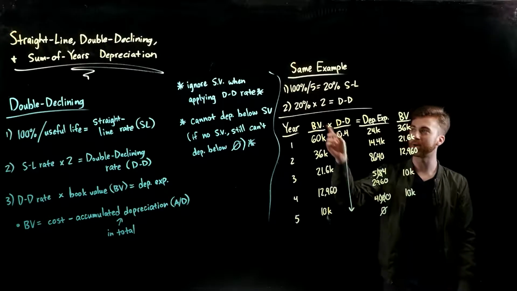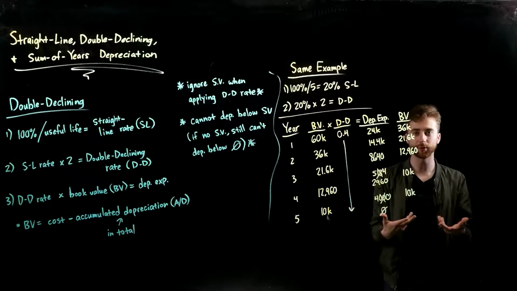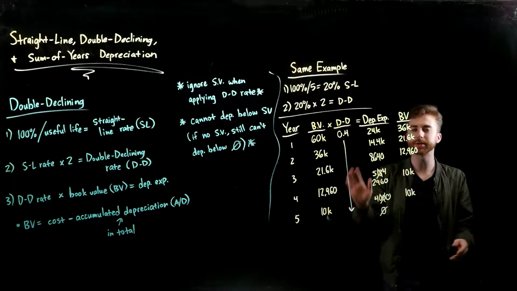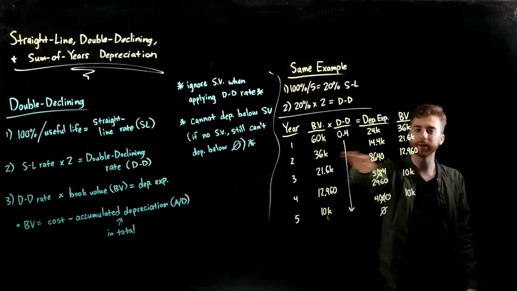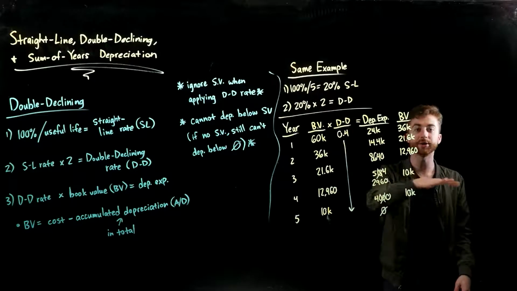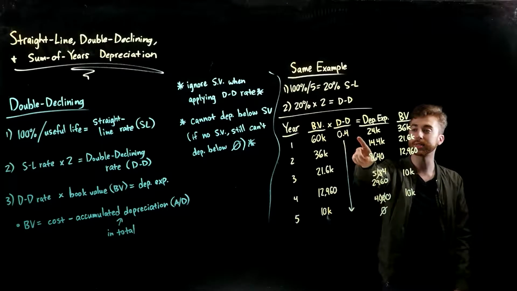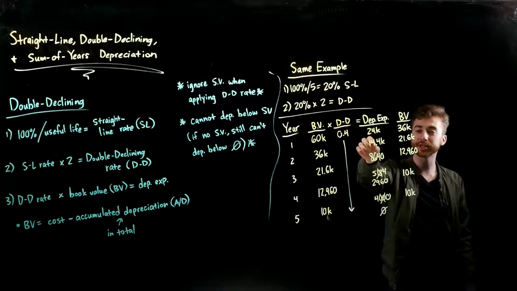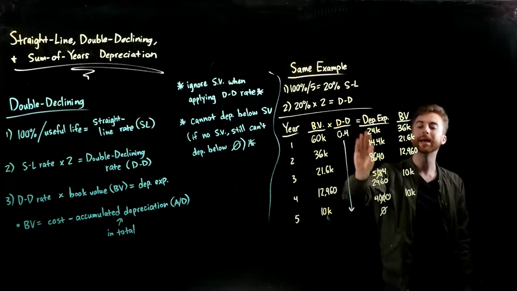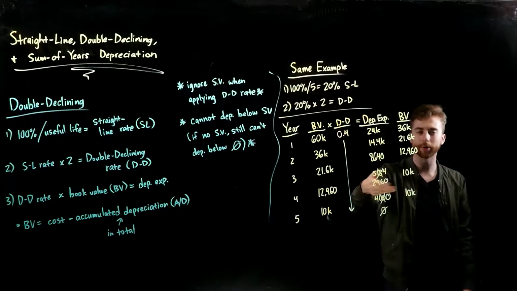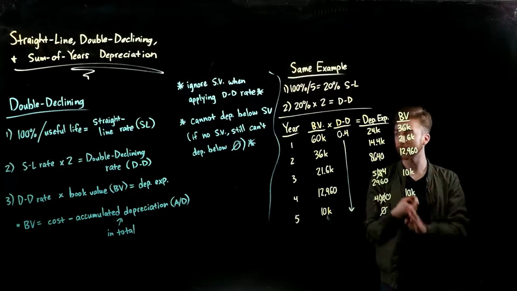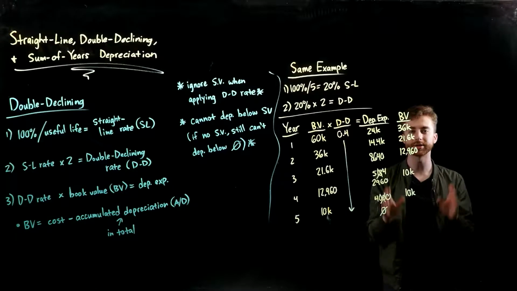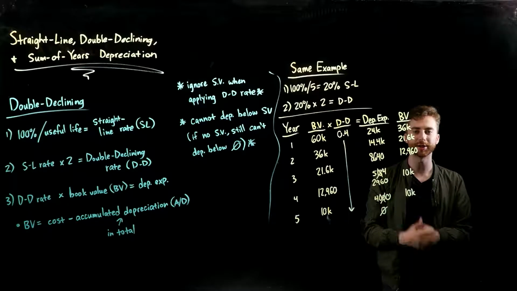You might also hear double declining being known as an accelerated form of depreciation, which makes sense because under straight line, it's the same amount each year because it's just cost minus salvage value divided by useful life. But here you can see that it makes the depreciation expense larger on the front end, and then it gets smaller and smaller as you go along. So that is the straight line method and the double declining method. Let's wrap everything up with the sum of the years depreciation method.